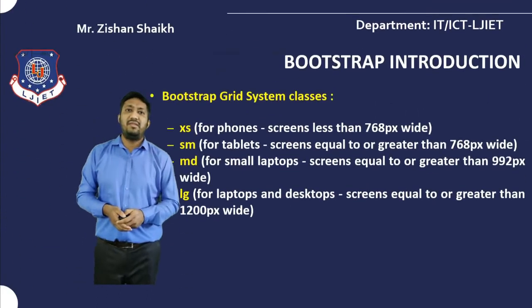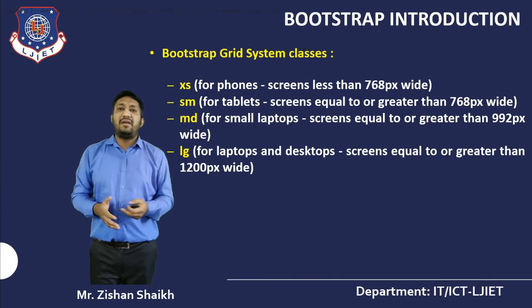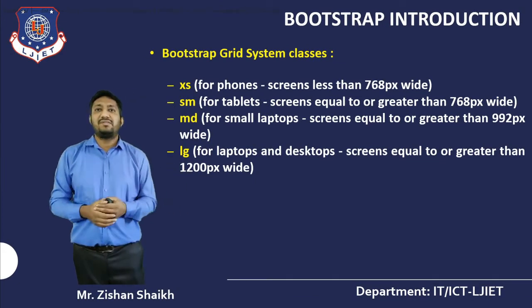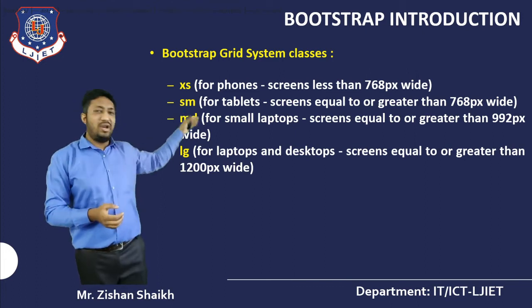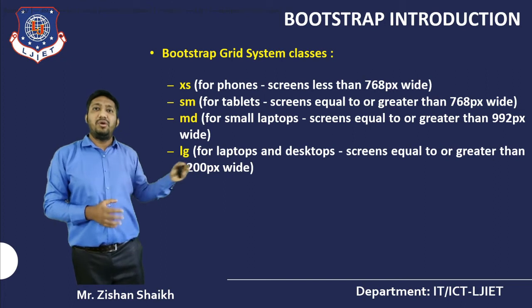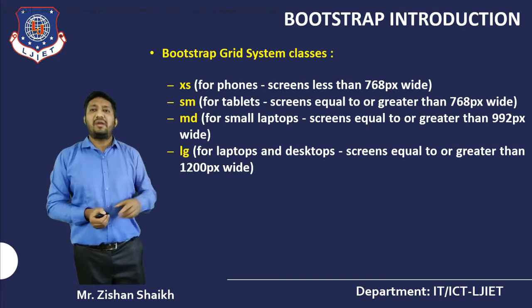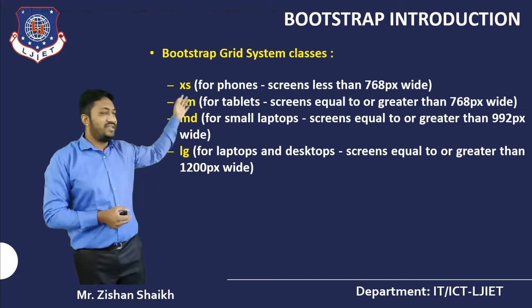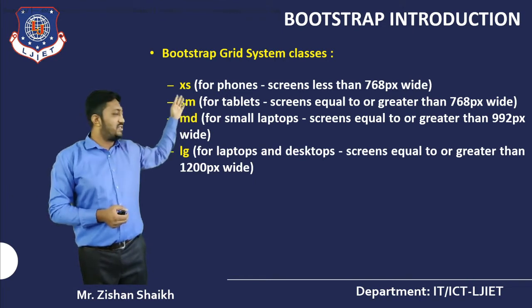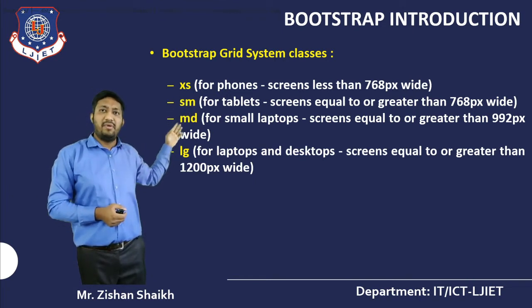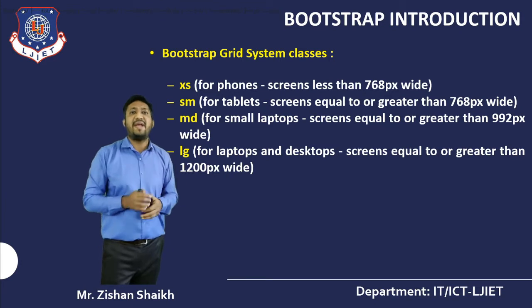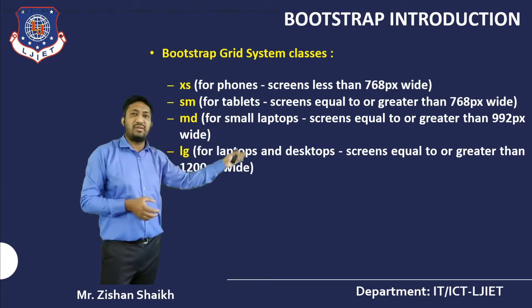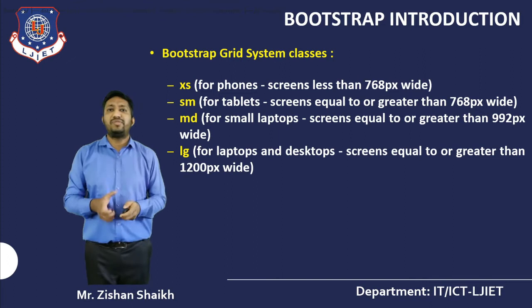So how can we manage that? For that we have different classes. Suppose I am using a phone, a tablet, small laptops, or desktops. According to that, classes are there. So XS, that is extra small, then small, medium and large. Four categories are there, and our screen size will be adjusted according to them. This is the width given by the Bootstrap framework.